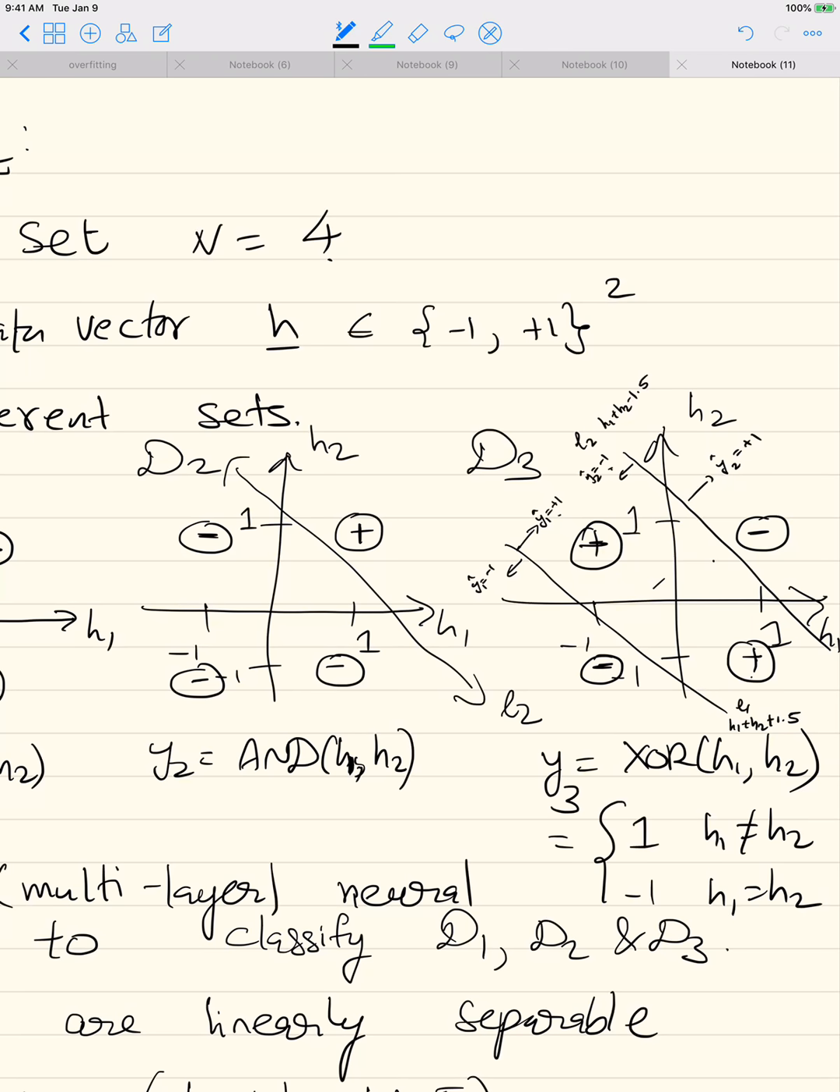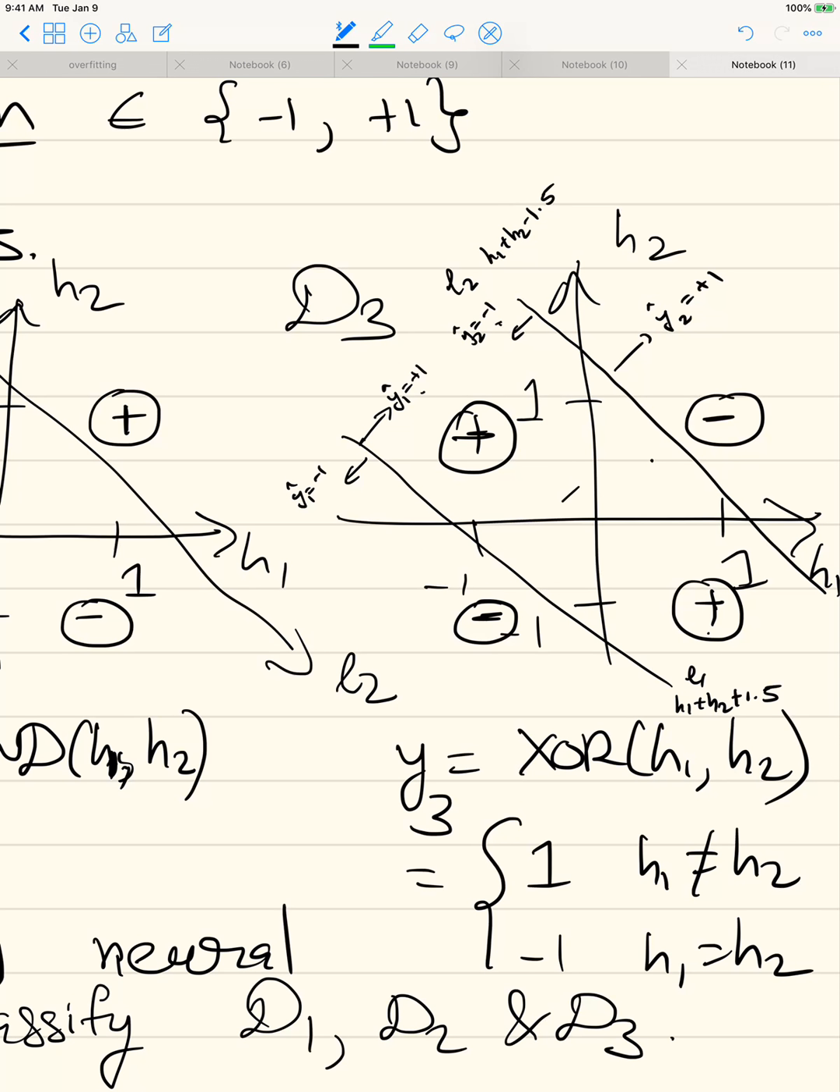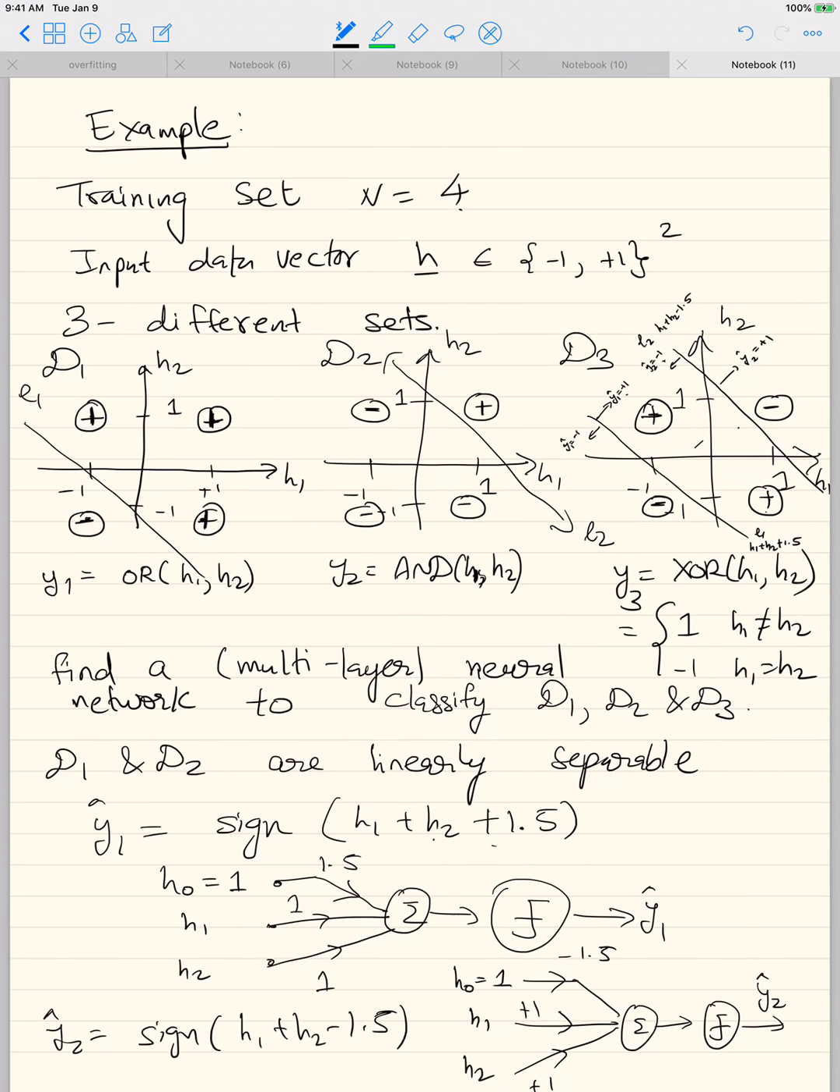Going back, this particular data set D3 is not linearly separable. We cannot draw a single line that will separate all the points perfectly. However, we can express this particular region as an intersection of two lines and then use a two-layer network in order to implement this particular classification rule. Thus, a two-layer network can implement this nonlinear decision boundary, which a single layer network cannot. Now we can take this example a bit further as follows.